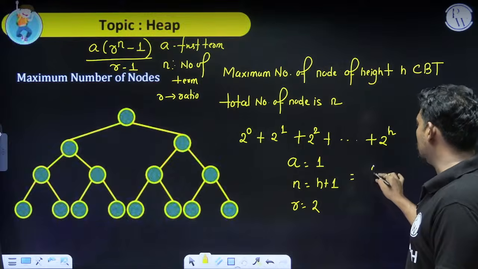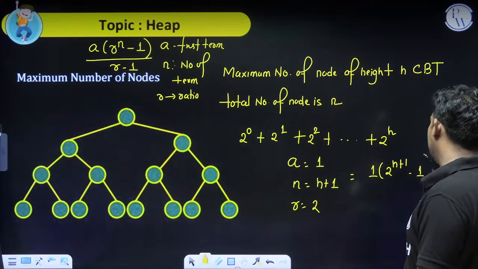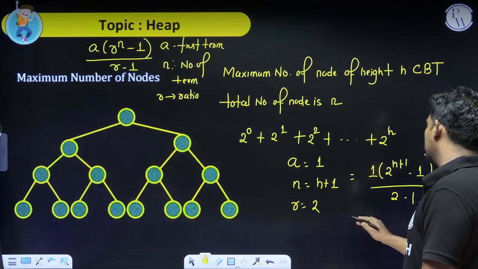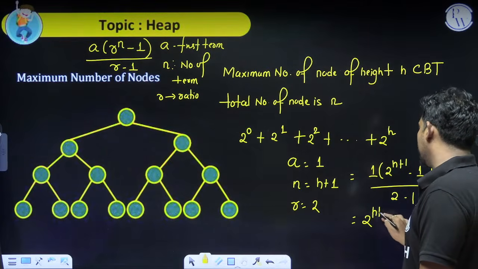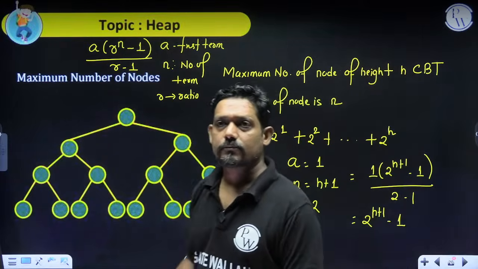You put the values: 1 times 2 to the power of h plus 1 minus 1, divided by 2 minus 1. So that is equal to 2 to the power of h plus 1 minus 1. This is the maximum number of nodes.